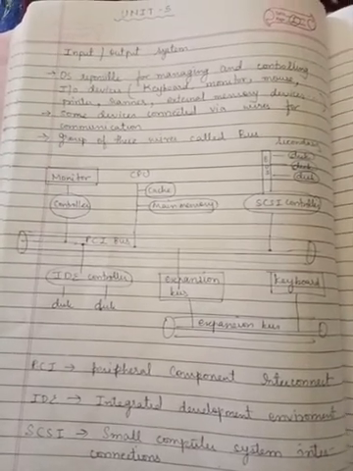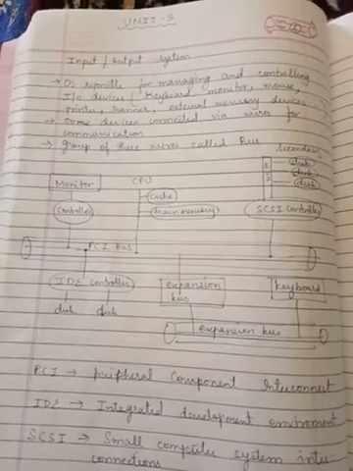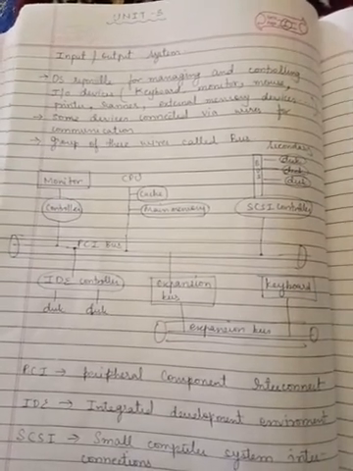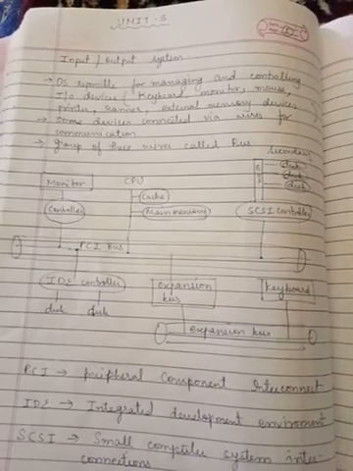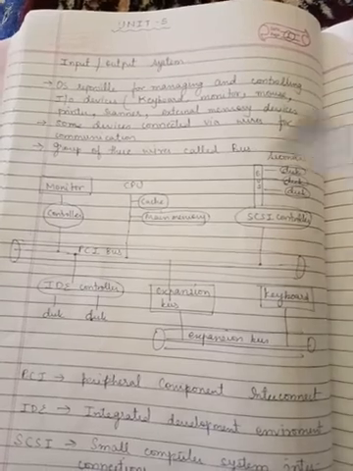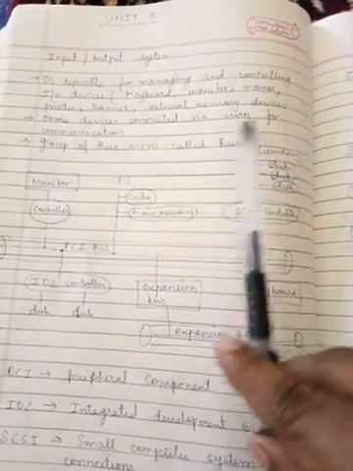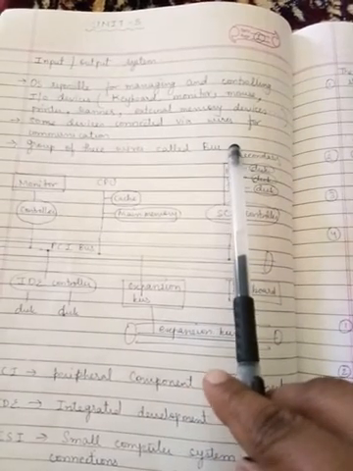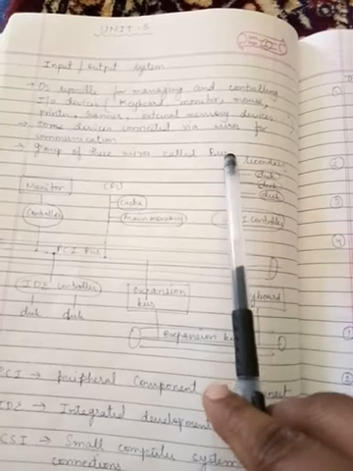Today we'll be seeing Unit 5, Input Output System. So we all know input and output devices are connected to a computer to provide input as well as to get the output. We all know general input devices like keyboard, monitor, mouse, etc. Now these devices are connected using some wire, and the collection of these wires is called a bus.